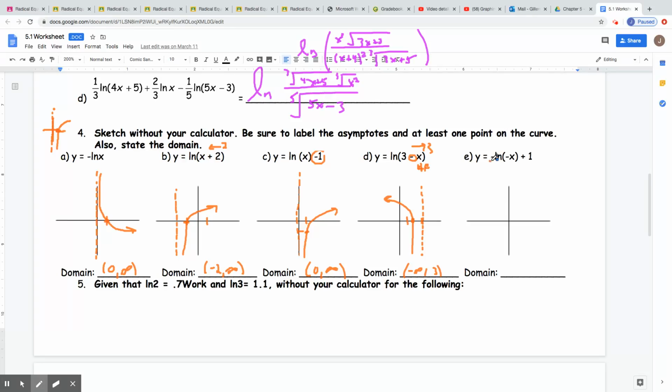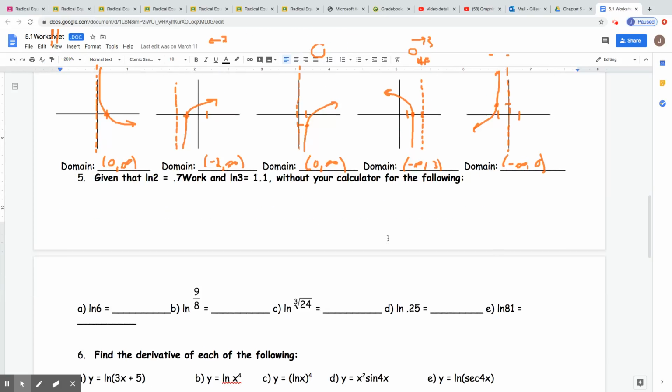All right, last one. We got a negative here. That's a vertical flip. We have a negative in front of the X. That's a horizontal flip. And we have the plus 1, which moves it up 1. So since it's not shifting left or right, my asymptote is still at 0. So my normal point is at 1, 0. If I flip it horizontally, it goes over here because I flip over the y-axis. But then I flip it vertically, it does nothing. And then I just move it up 1. So at negative 1, 1 is the graph. And that looks like that. All right. And then our domain is negative infinity to 0.